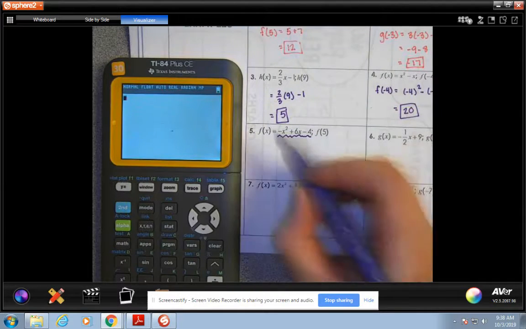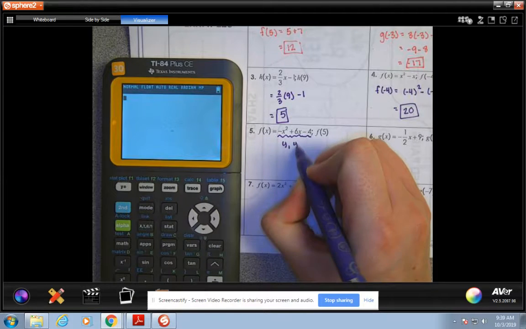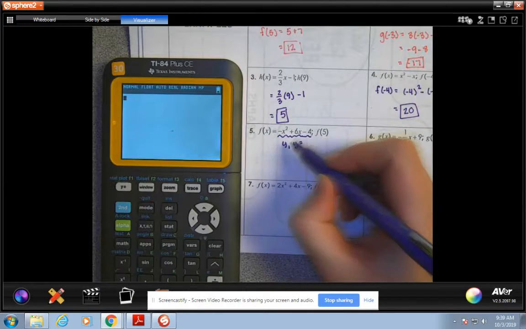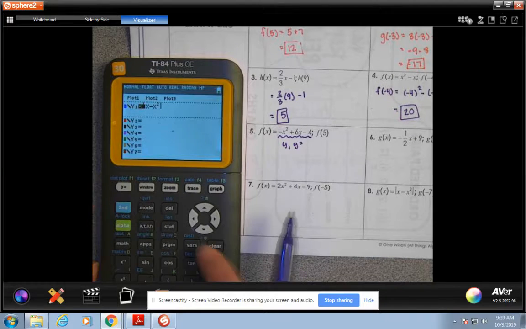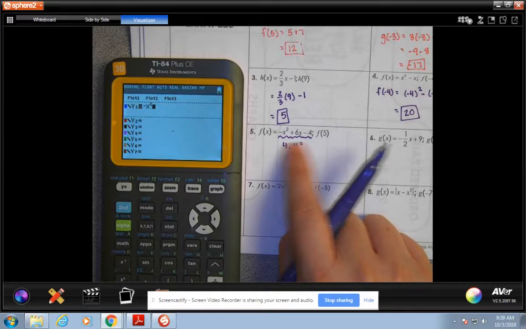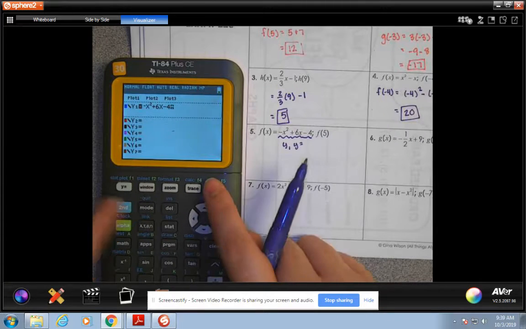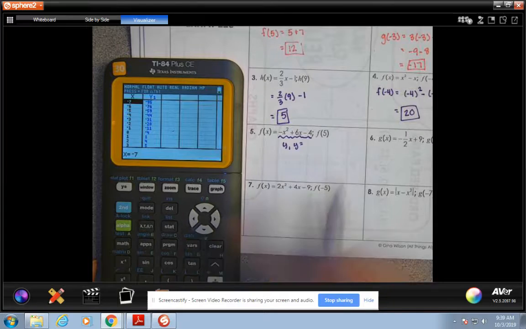What you're going to do with that part is put it in y1 in y equals. So you're going to go to y equals, and in y1, that's where you're going to input that function. So -x squared, and I'm just typing it exactly how it looks, plus 6x minus 4. Then you can go to your table, second graph, and you're looking for where x is 5.